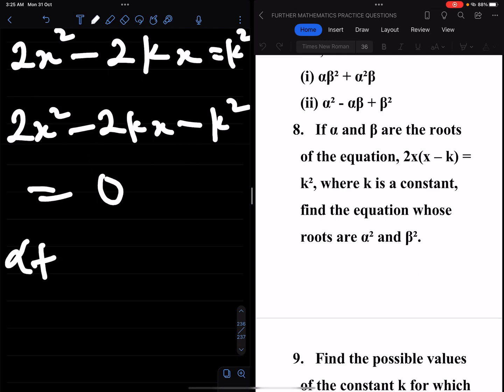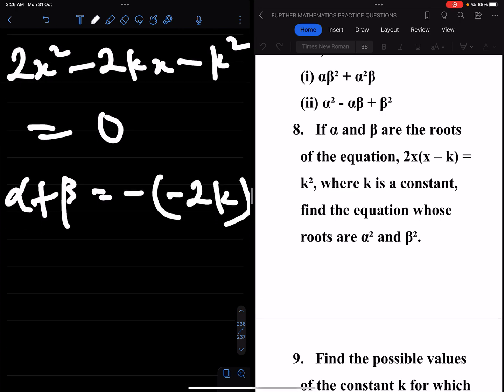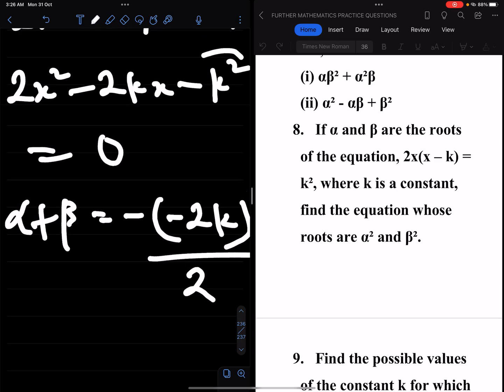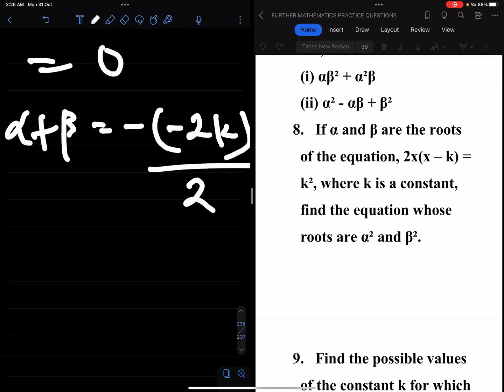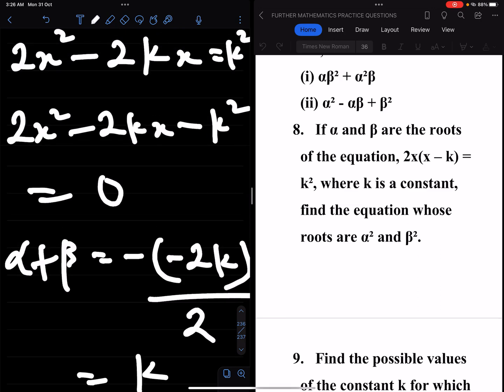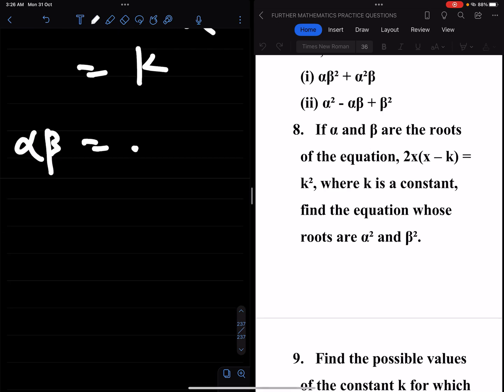So alpha plus beta is minus b over a, that's minus into bracket minus 2k over a, which is 2. The coefficient of x is b, and it's minus 2k here, and the constant is c, which is minus k squared, while the coefficient of x squared is a. So alpha plus beta is minus into minus 2k over 2, which is the same as 2k over 2, and that's of course k. Alpha beta is c over a, which is minus k squared over 2.